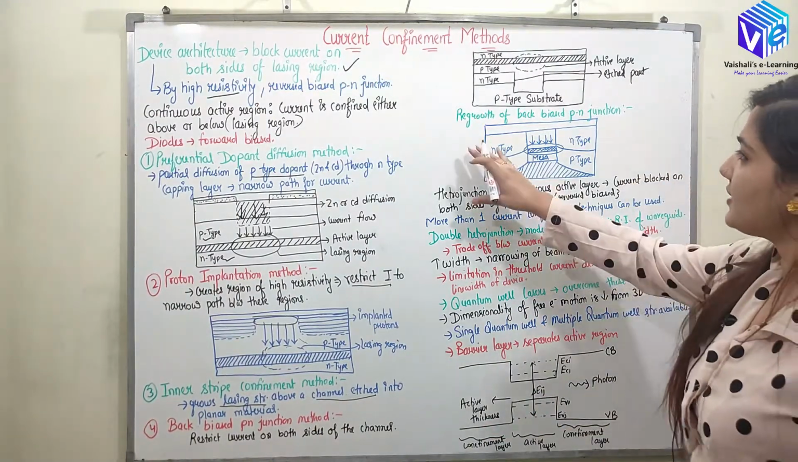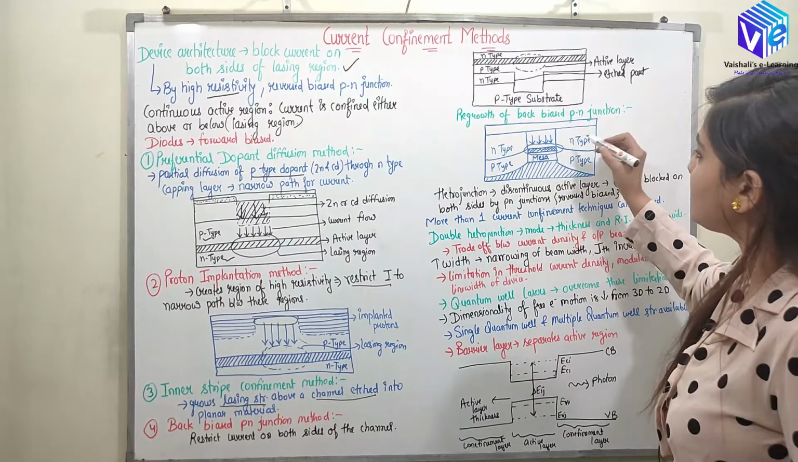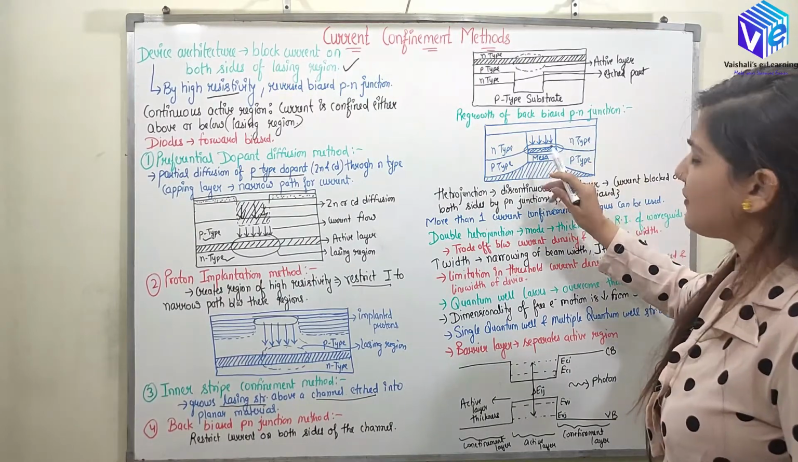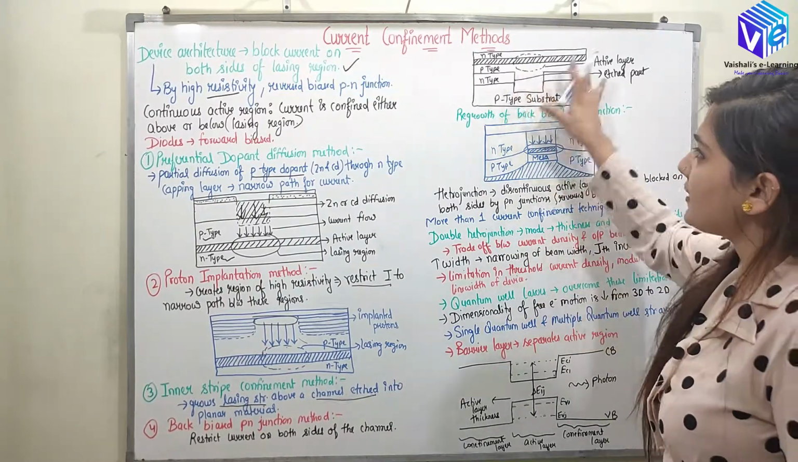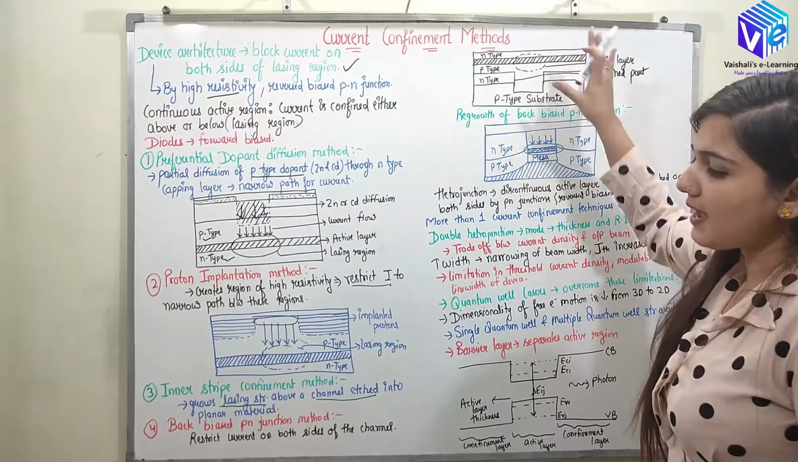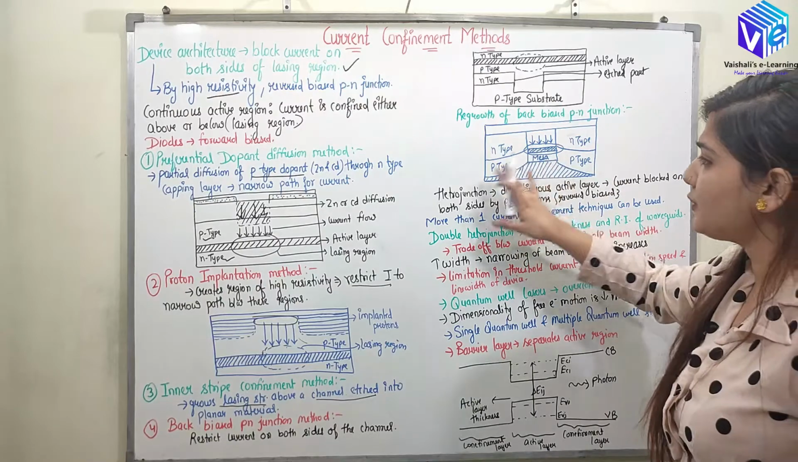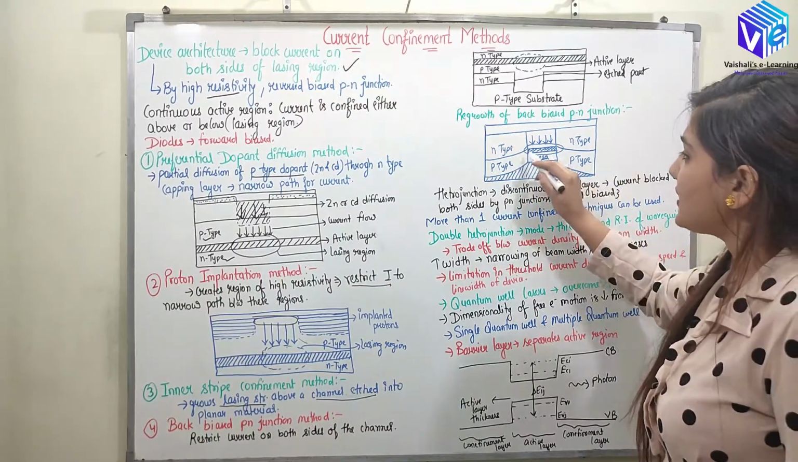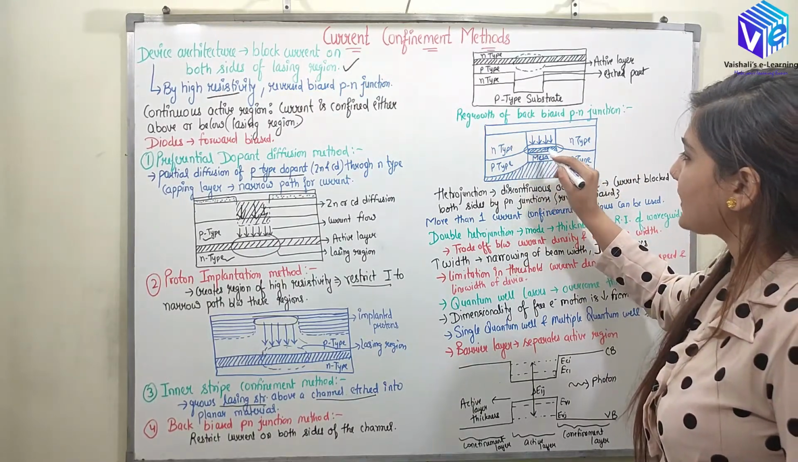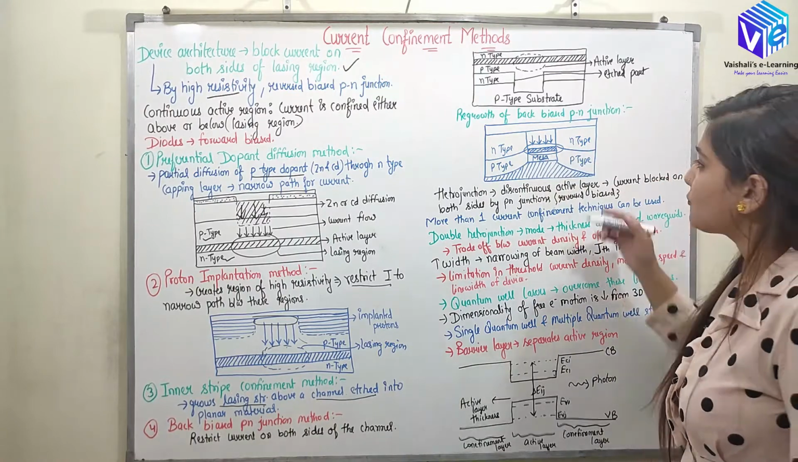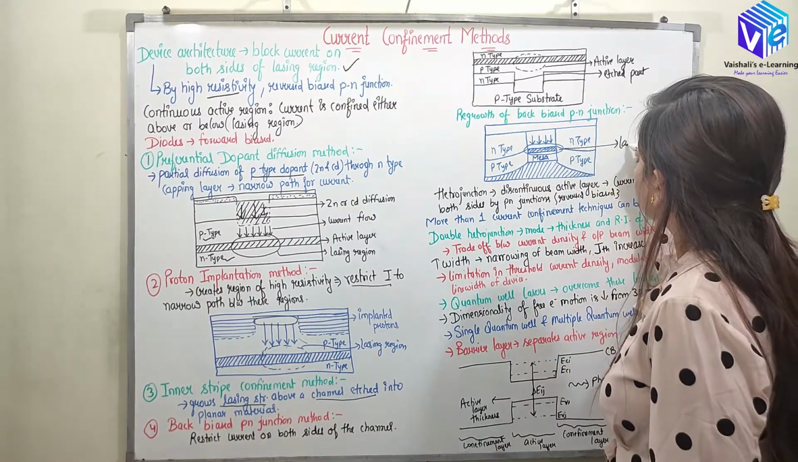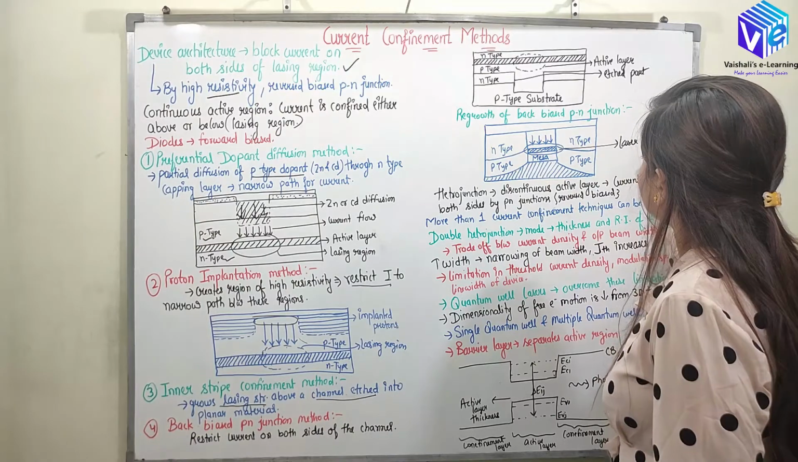Now here you can see this is the regrowth of the back biased PN junction. So here you can see we have the non-planar structure. Here we have the planar structure where I can use the inner stripe confinement method, but here we cannot, because here we don't have any planar structure. You can see we have a mesa over which we have the active layer from which the laser output is coming. So this is the laser output.